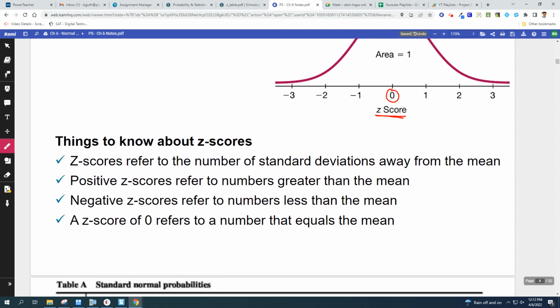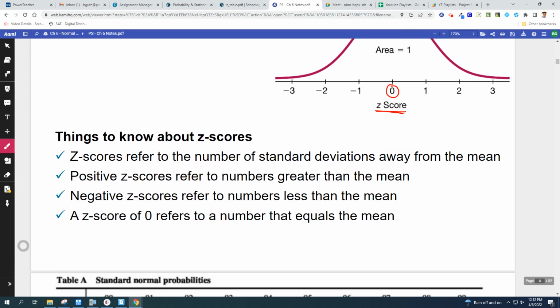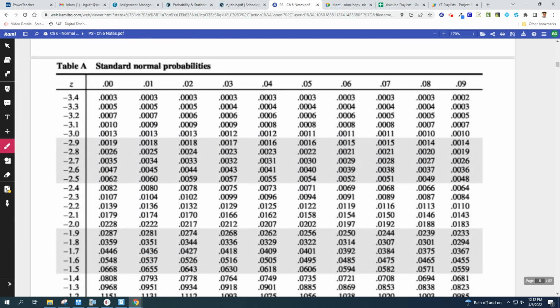Things to know, we know z-scores refer to the number of standard deviations away from the mean. Positive z-scores refer to numbers greater than the mean. Negative z-scores are less than the mean. A z-score of 0 equals the mean. So make sure you know those things and understand those things.